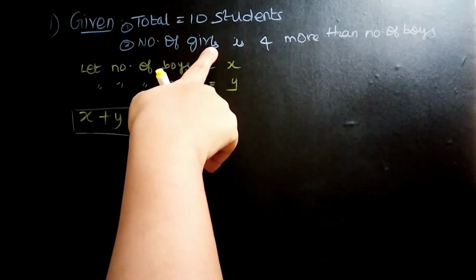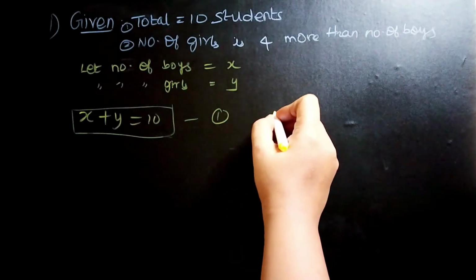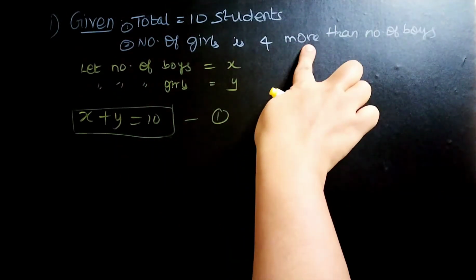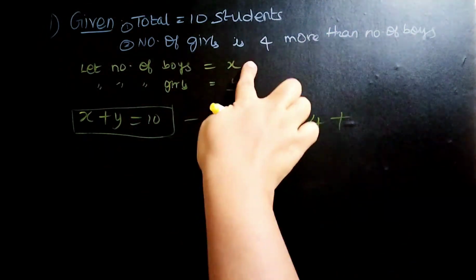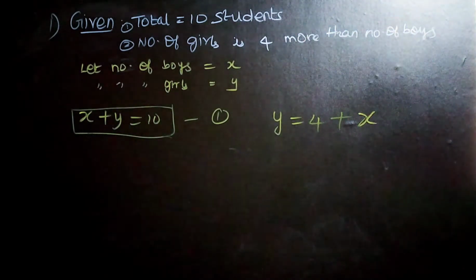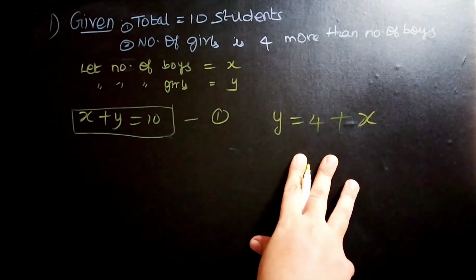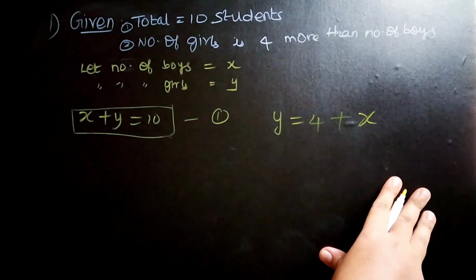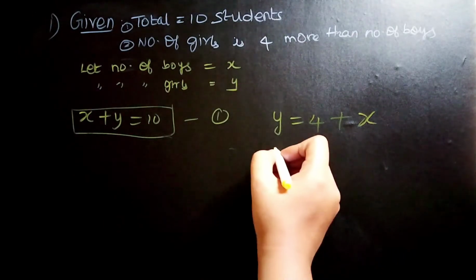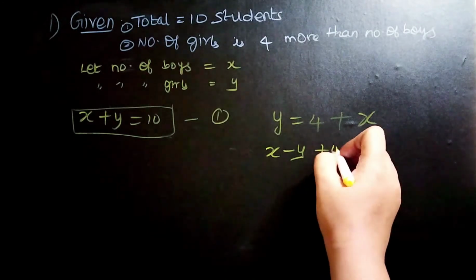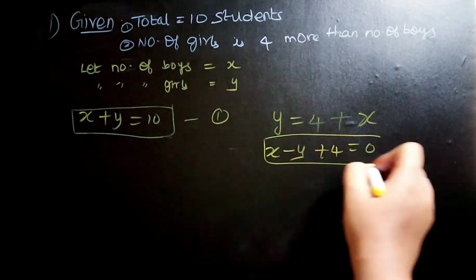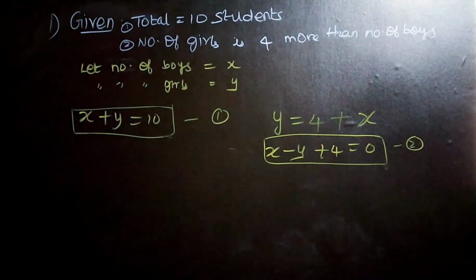Next condition, number of girls, that is we have assumed it as Y, is 4 more than the number of boys, which we have assumed as X. More is addition, so Y equals 4 plus X. Either you can have it as it is or you can group the Y to the other side along with X. So what will we get? X minus Y plus 4 equal to 0. Or you can take this plus 4 to the right side as minus 4. So we have framed two equations according to the conditions given in the question.